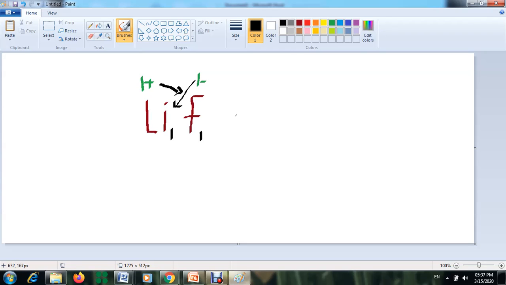So at the end, after we do the criss-cross and remove the charges, the number 1 we actually don't write. If you don't have numbers, it means number 1. I'm just showing this to explain how you write it. So at the end, the chemical formula for lithium fluoride is LiF.